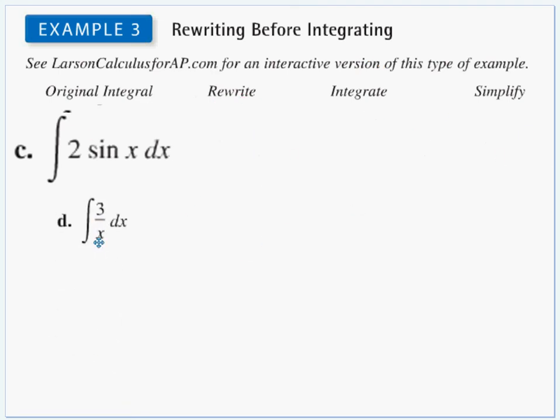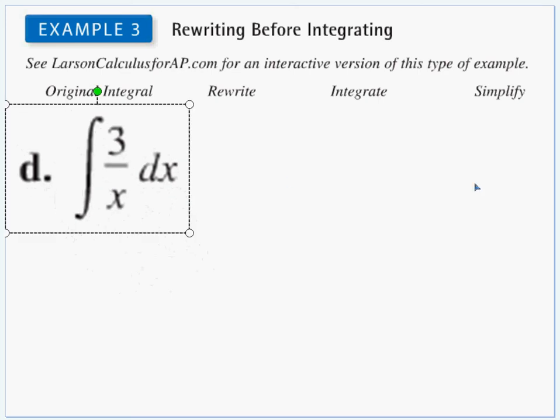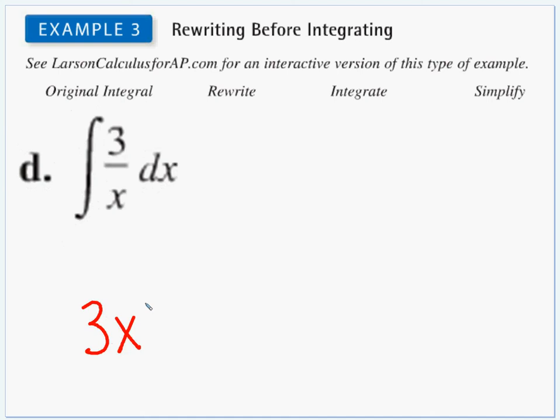Okay, now this one, if you just go into it blindly, don't write this in your notes. If we do bring that up, that would be 3x to the negative 1. Say, okay, now we're ready to raise the power by 1, 3x to the 0, and divide by the new power. We cannot divide by 0. This is not going to work.